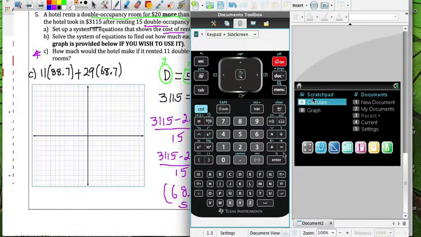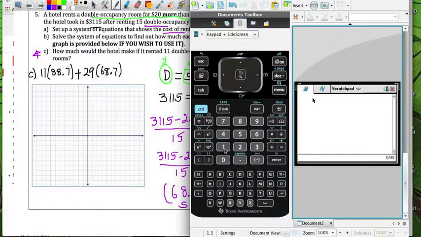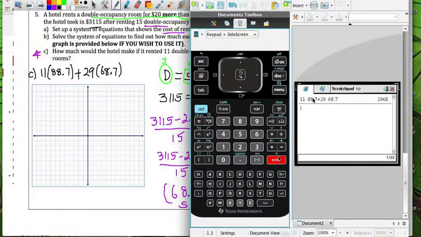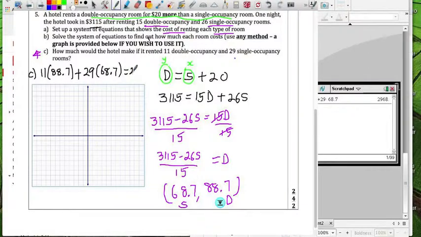on the calculate menu of our home screen. And so we have 11 multiplied by 88.7 plus 29 multiplied by 68.7, and 2968 is the total amount that the hotel would make. Okay, and that is the end of part 2 and the end of the Unit 1 review questions.